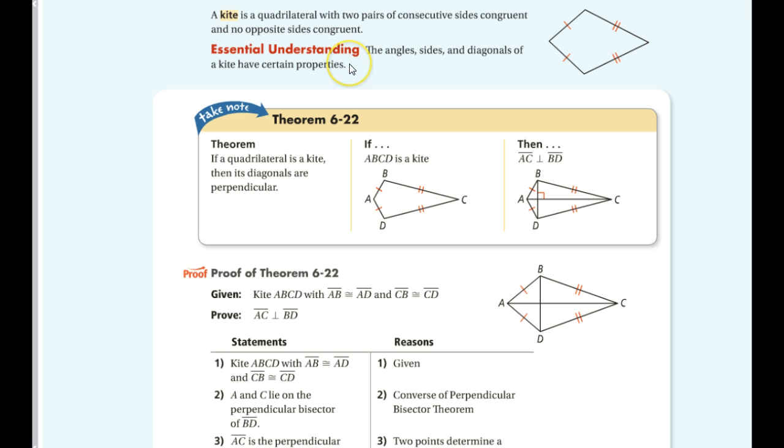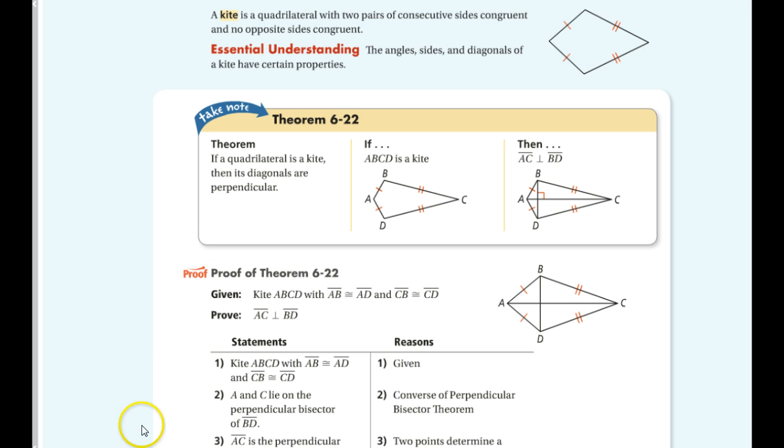We have to define what a kite actually is. A kite is a quadrilateral. It has 4 sides, and in this case 2 pairs of consecutive sides are congruent, but no opposite sides are congruent. So for example, this side and this side, these are consecutive sides. They're not opposite. They're consecutive. They are congruent, as are these other consecutive sides.